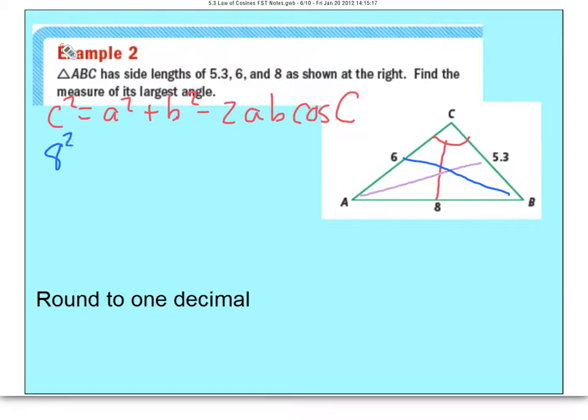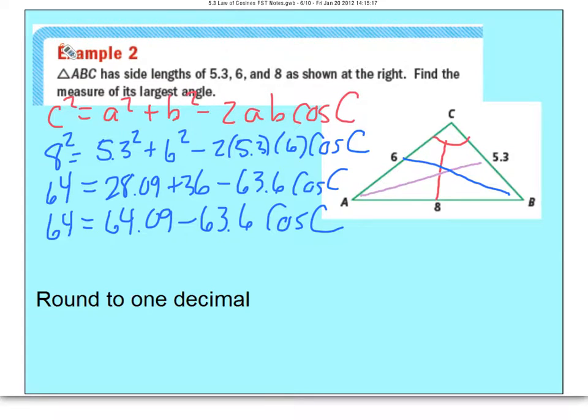We're going to have 8 squared equals 5.3 squared plus 6 squared minus 2 times those two values, and then the cosine of angle C. That's going to give us this work right here. So I simplified all the squarings in multiplication. Next I brought these two numbers here together.